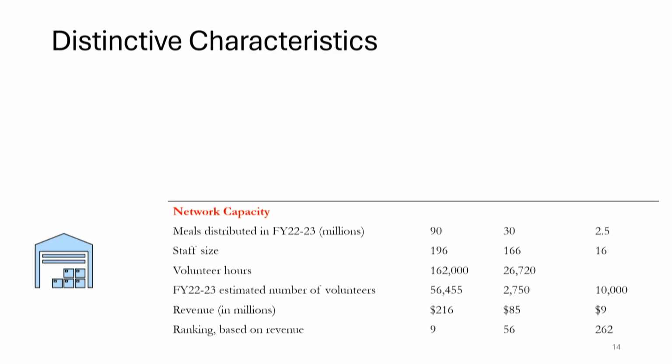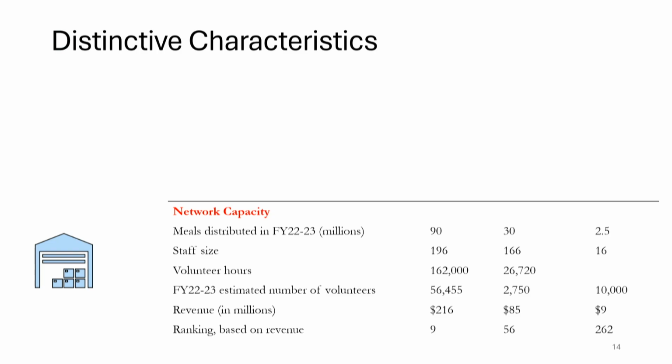As well as capacity from the labor perspective, so staff size and volunteer hours. You can again see the difference in scale between FBC&C on the far end, and then West Alabama Food Bank on the other end.